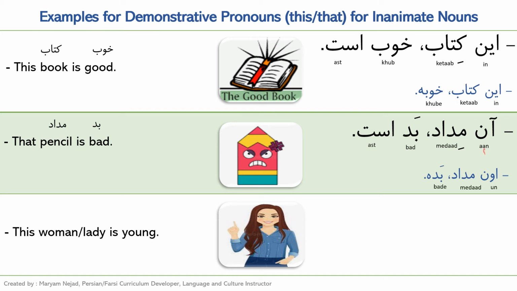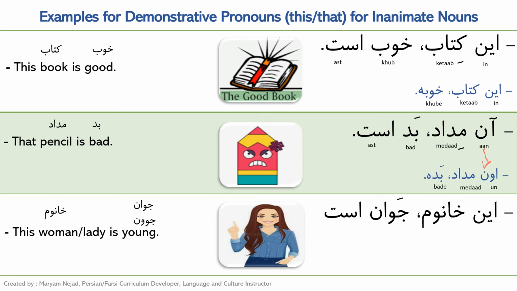So on becomes un. Next one, this woman or this lady is young. So woman خانم and then young, formal جوان, but in informal it's pronounced جوون. So it's going to go as این خانم جوان است. But the informal is این خانم جوونه.